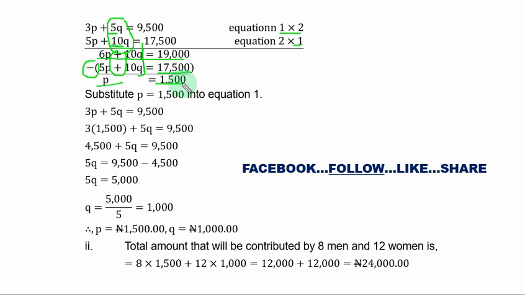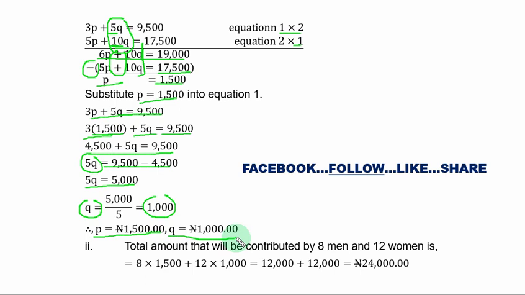To get Q, substitute the value of P into equation 1. This is equation 1. You replace P with 1,500. You multiply it by 3 plus 5Q equal to 9,500. If you simplify this term, you have this result. If you make 5Q to stand alone, you have this result. After subtraction, you have this result. To get Q, divide both sides by 5 and Q is equal to 1,000. Therefore, P is equal to 1,500 naira and Q is 1,000 naira.